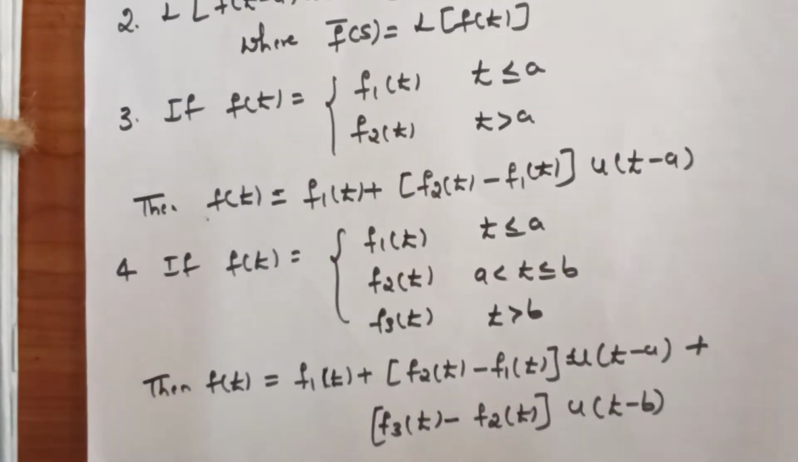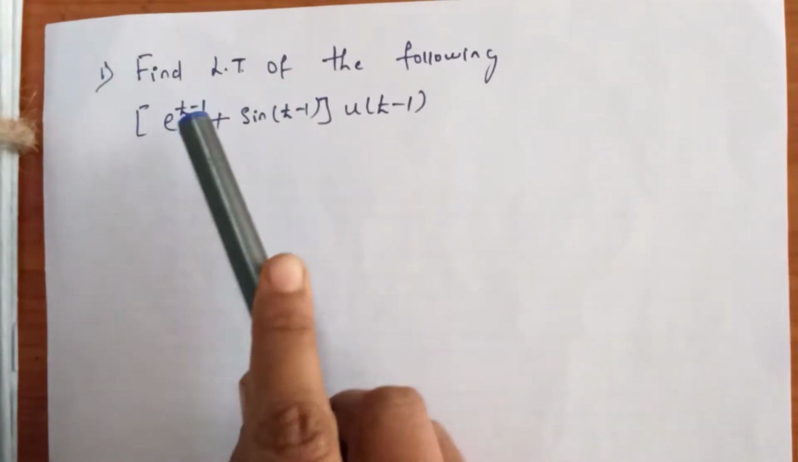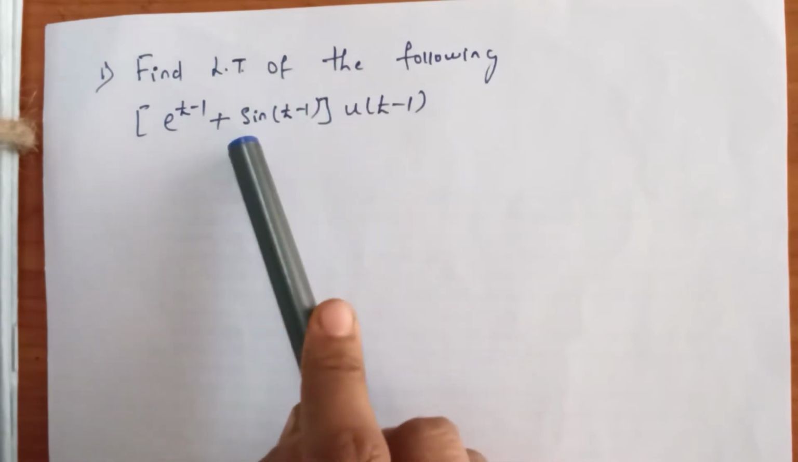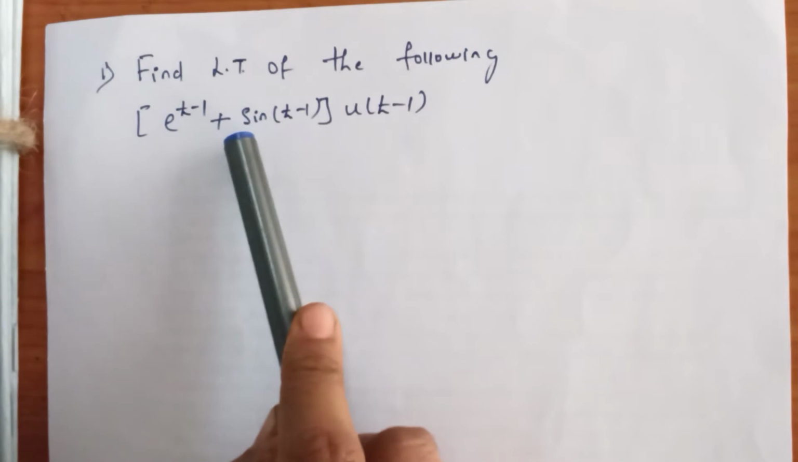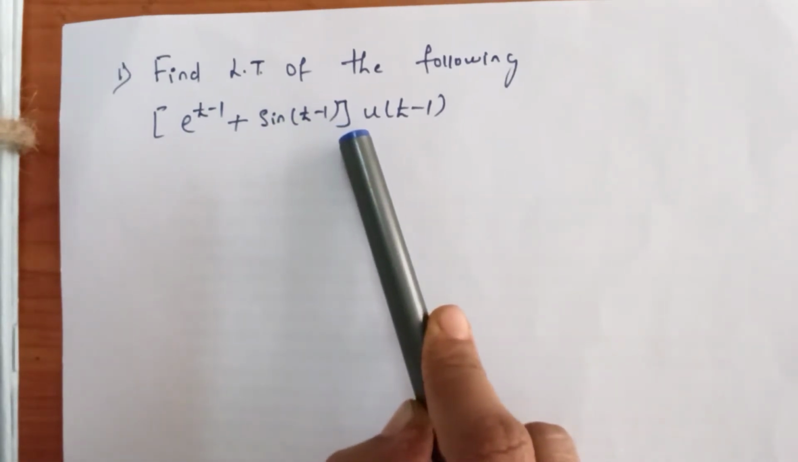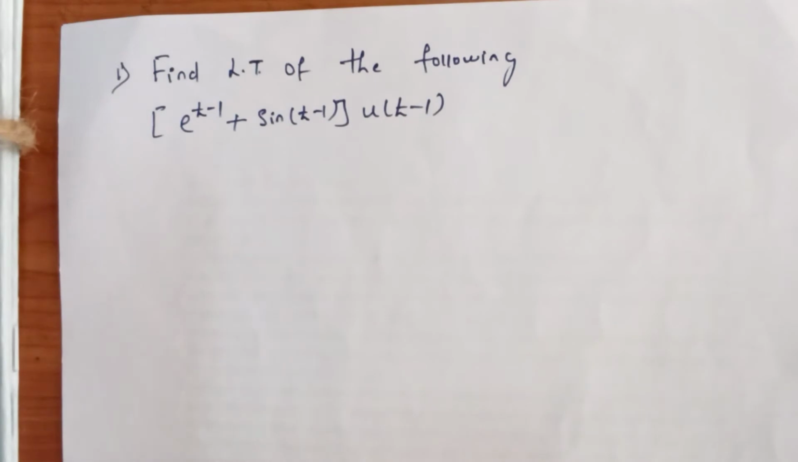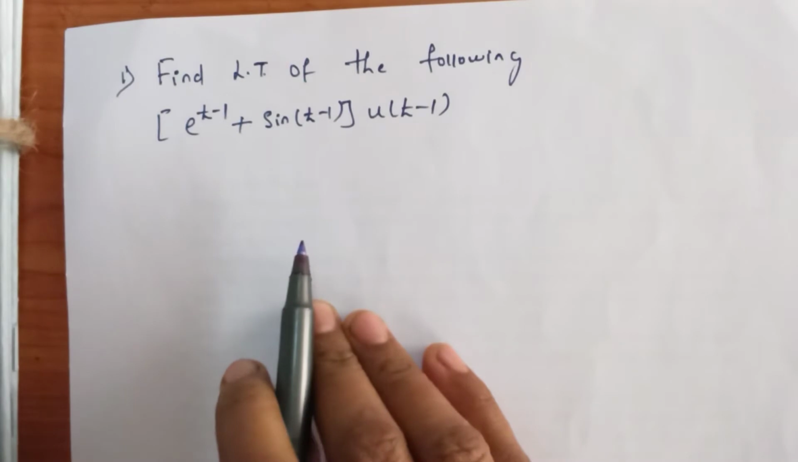So now let us solve a problem by using these properties. We have a first problem. We have to find the Laplace transform of the following function. The given function is e^(t - 1) plus sin(t - 1) into u(t - 1). So first we have to observe that the given function is in which form.